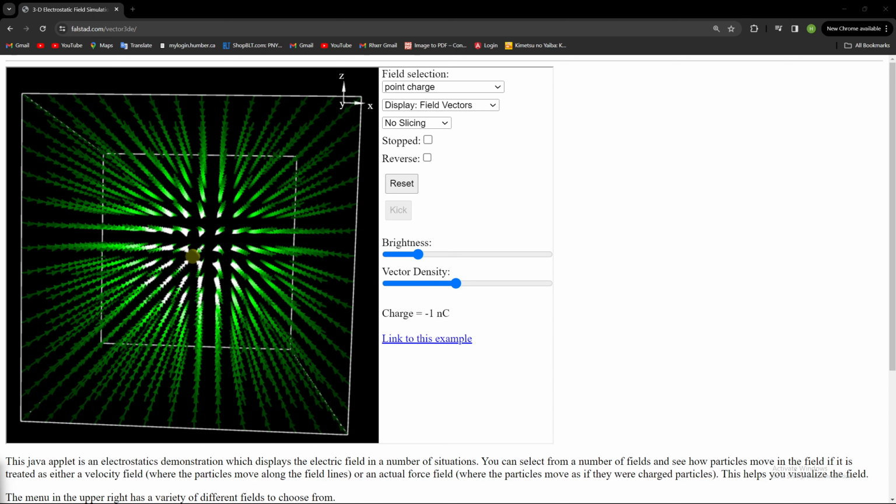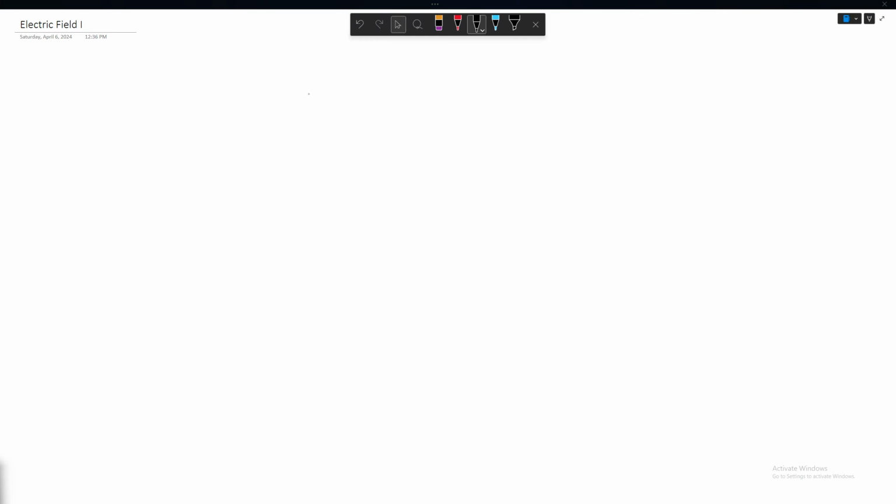We are going to be going through electric field 1 today. Simple concept, it's not too hard if you practice enough. And okay, so going into electric field, before we actually head into this one, let's explain what electric field is.